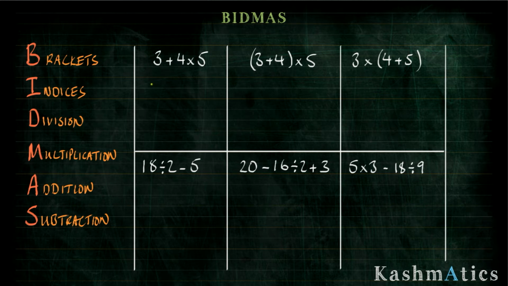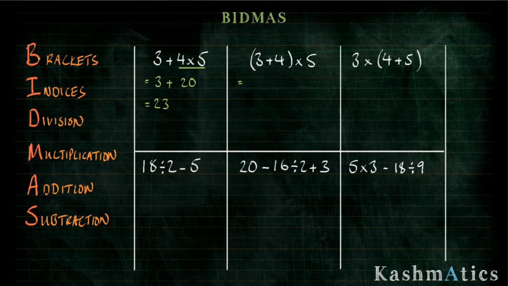We've got 3 plus 4 times 5. So are there any brackets? No, there aren't, so we can ignore that bit. Are there any indices? No. Are there any divisions? No. Is there a multiplication? Yes, there is. So the first thing I need to do is this multiplication, and I tend to put a line underneath it to show that's what I'm going to do first. So I need to do 3 plus whatever 4 times 5 is. So this is the bit I need to do first, and that bit is 20. And now I don't need to worry about the rest of BIDMAS because there's only one operation left here. 3 plus 20 is 23.